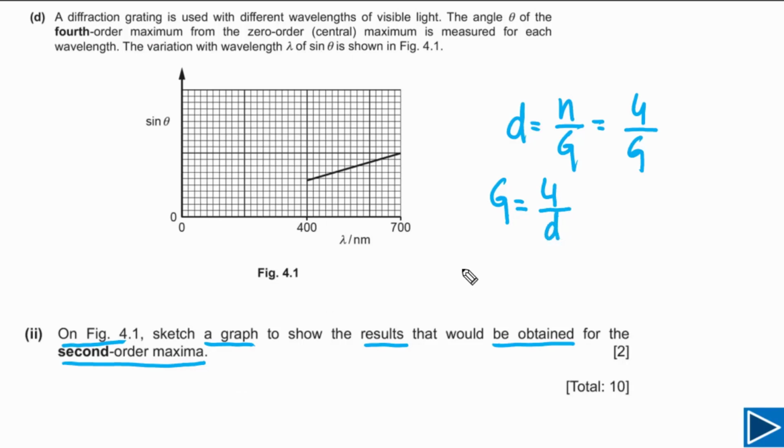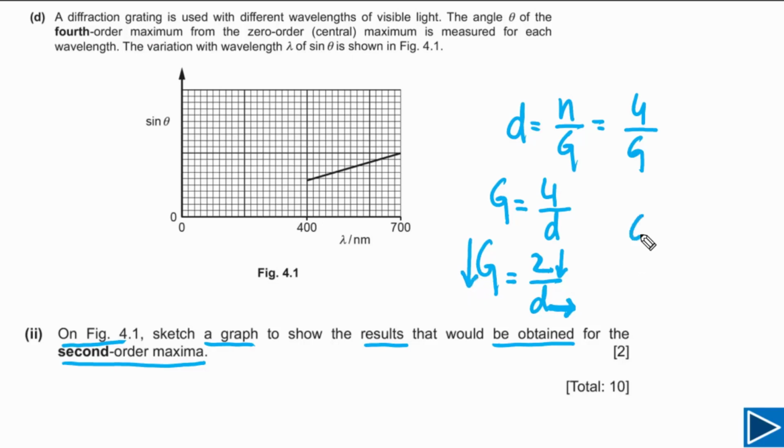Now the question is asking us for the second order. So we can write down g for the second order. This will be equal to 2 divided by d. But in this case, we are using the same diffraction grating, so it means d is the same, meaning the slit separation is the same. If this becomes half when we compare with 4, this decreases, it becomes half. So it means g also becomes half.